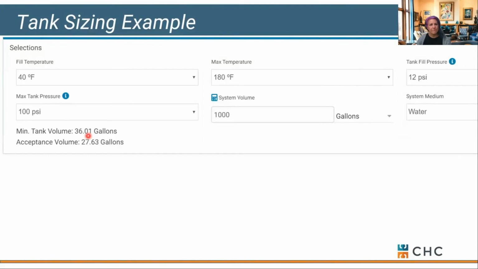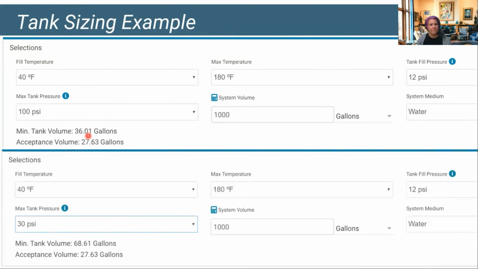Okay, I'm going to keep everything the same, but I'm going to change my relief from 100 down to 30. I'm going to tighten that pressure band. Still heating 1,000 gallons from 40 to 180. So you'll notice that my acceptance stayed the same, but my tank volume more than doubled. Now I'm at 68, 69 gallons, okay? That's the importance of tank volume.